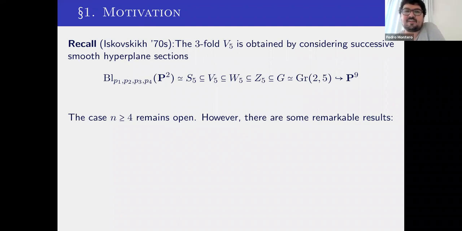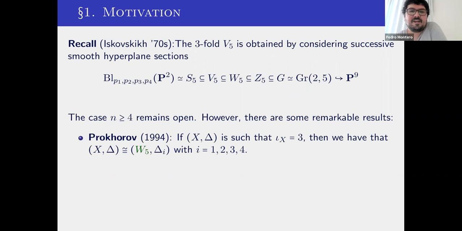The higher dimensional cases are essentially open, but there are some very important results and positive answers. Work by Prokhorov, 94, shows that if you're in dimension 4, the Fano index can be 1, 2, 3, 4, 5. If it's 5, it has to be the projective space, as I told you. If it is 4, it has to be a quadric. So the first interesting case is Fano index 3. And he proved that the only variety that can compactify the affine space is this W5 upstairs.